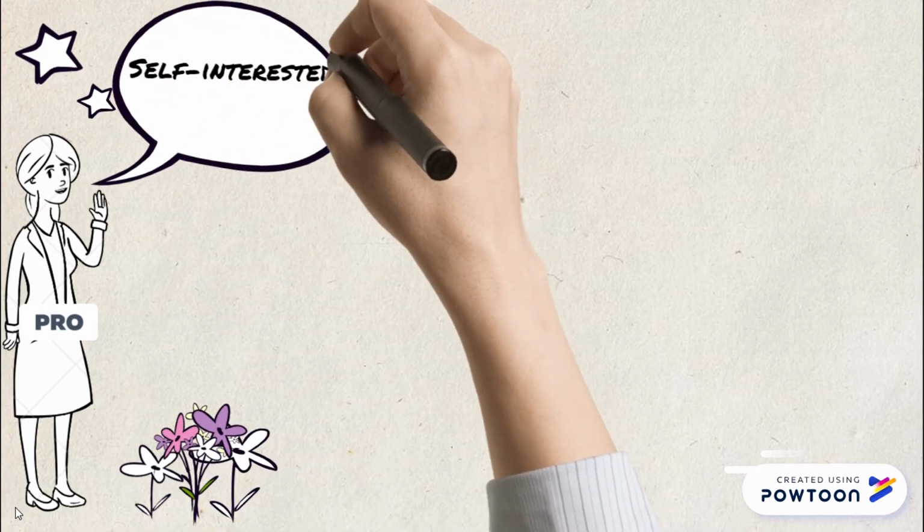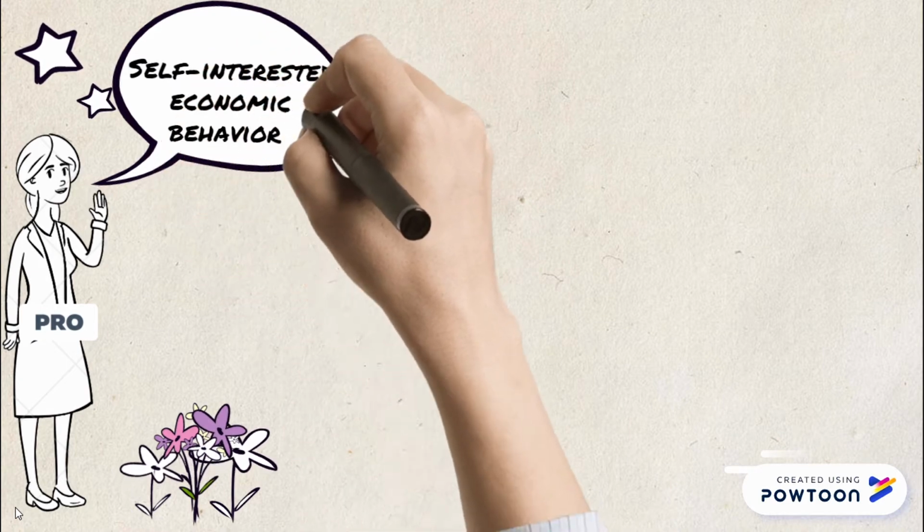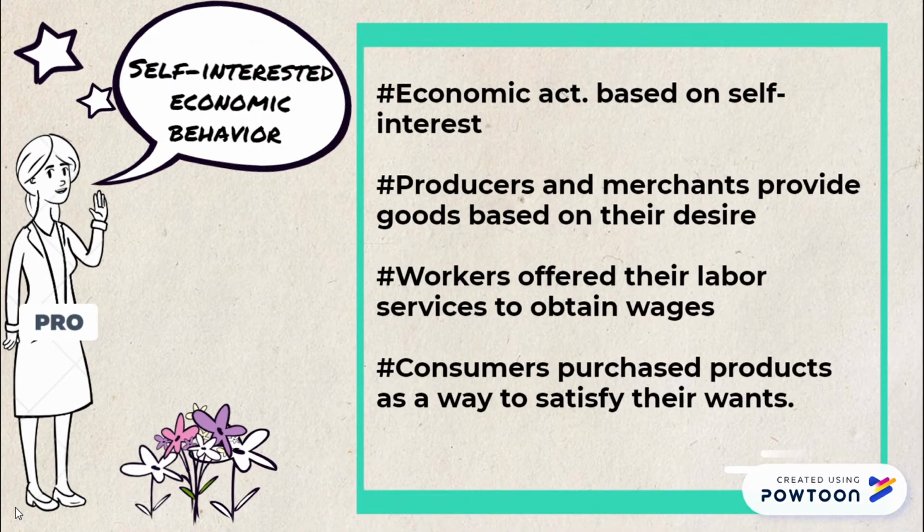Secondly, self-interested economic behavior. All economic activity is based on self-interest. Producers and merchants provide goods based on the desire for profit. Workers offered labor services to obtain wages, and consumers purchased products as a way to satisfy their wants.